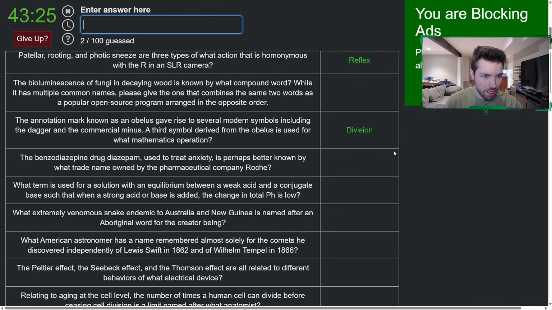The benzodiazepine drug diazepam, used to treat anxiety, is perhaps better known by what trade name owned by the pharmaceutical company Roche? I don't think I'm going to know this. Drug used to treat anxiety. I mean, I have no idea, to be honest. This is not something I would know, so I'm probably not going to try.